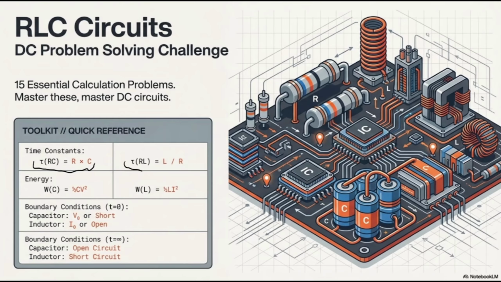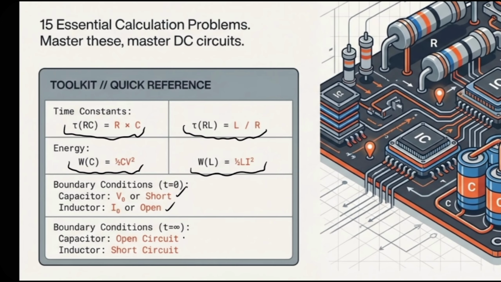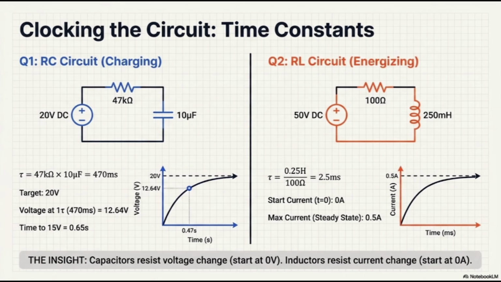At the same time, we have the tau related to the inductor, which is L over R. As you remember, the energy is stored inside the magnetic field of the inductor. The amount of energy W is half of CV² for the capacitor, and for the inductor it is half of Li². Now imagine that for the first question I have my voltage source connected to 47 kilo ohm and 10 microfarad.